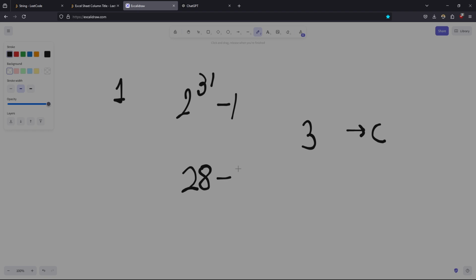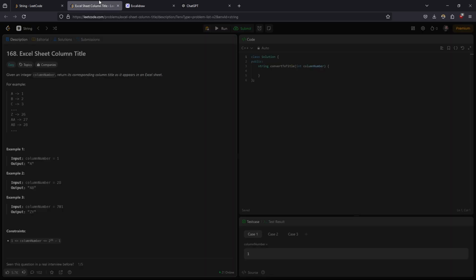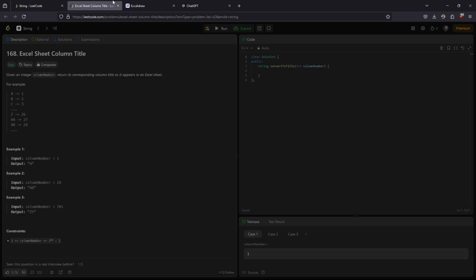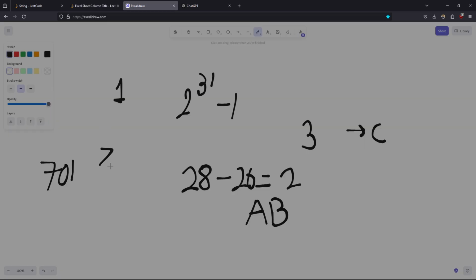So what we have to do is subtract 28 minus 26 and the result will be 2. So our answer will be A, and then B. I think that's what it's trying to say. Then if it is 701, then the answer is ZY.